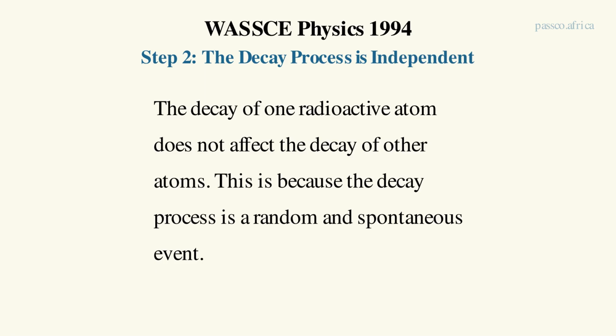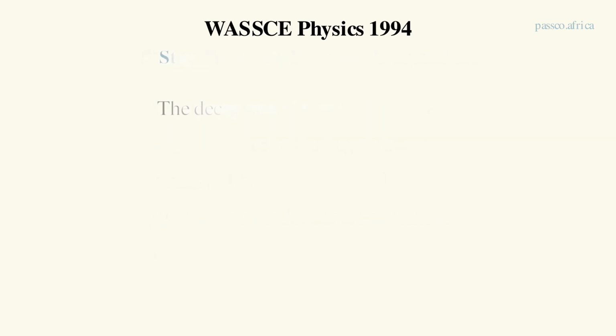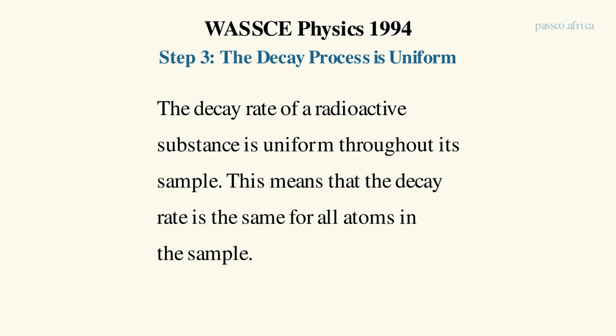Step 3. The decay process is uniform. The decay rate of a radioactive substance is uniform throughout its sample. This means that the decay rate is the same for all atoms in the sample.